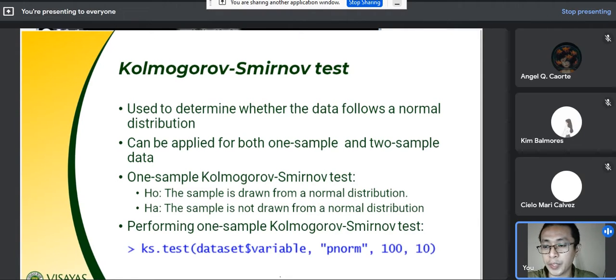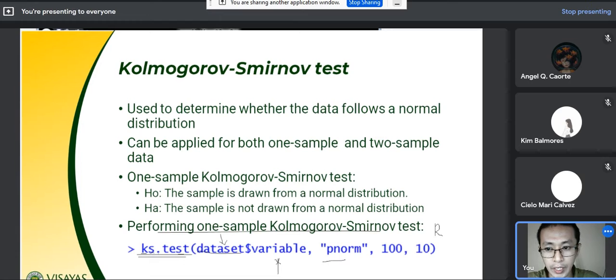Okay, so here's how we can perform, class, a one-sample Kolmogorov-Smirnov test using R. If in the Shapiro-Wilk test, class, we use the shapiro.test function, for the Kolmogorov-Smirnov test we are going to use this function, ks.test. So ks, class, Kolmogorov-Smirnov.test. And then, of course, we are going to pass the name of your dataset, then the variable that you are interested in testing its normality.